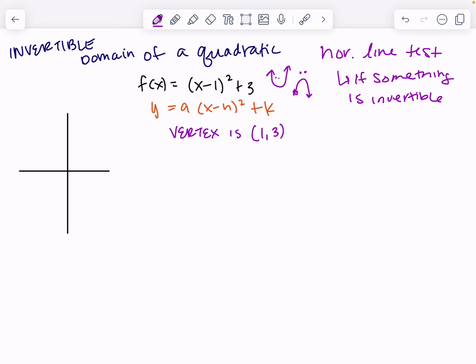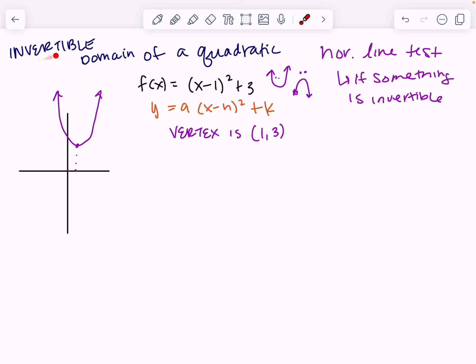So I come up in my coordinate plane. I'm going to give a general sketch. I'm going to go over 1, up 1, 2, 3. And it opens up, something that looks like this. So this is just plotting my quadratic to get started, plotting what I have here using this vertex form.